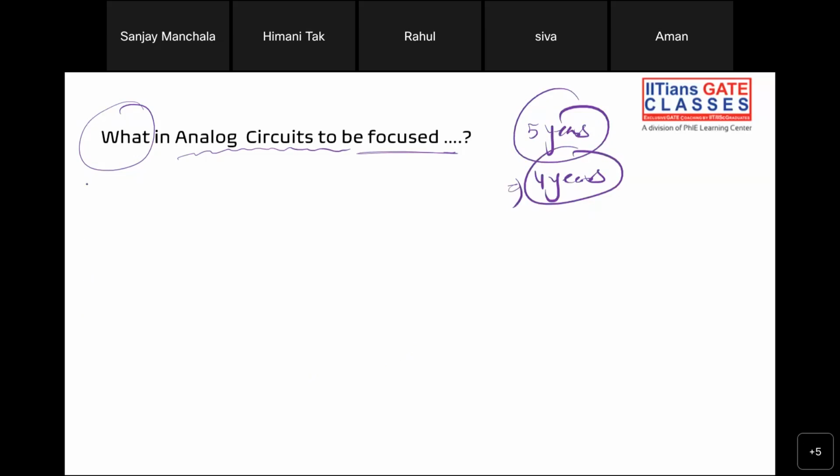Anyone from this panel? Let me choose someone by name. Himani, can you tell? Sanjay? Okay, Pralay, there are various guys. So why is BJT not taken into consideration nowadays in the industry? What is the main reason? What is the drawback of BJT?